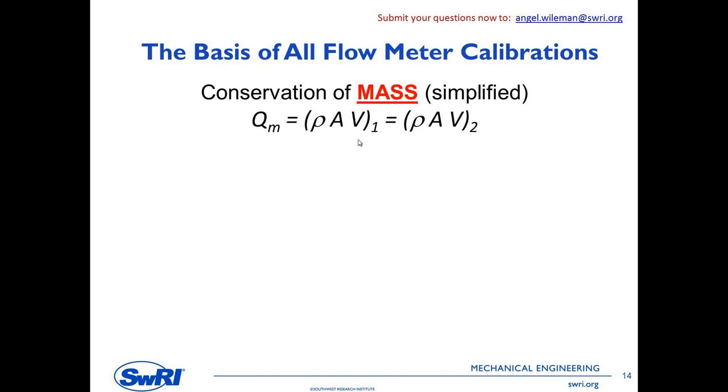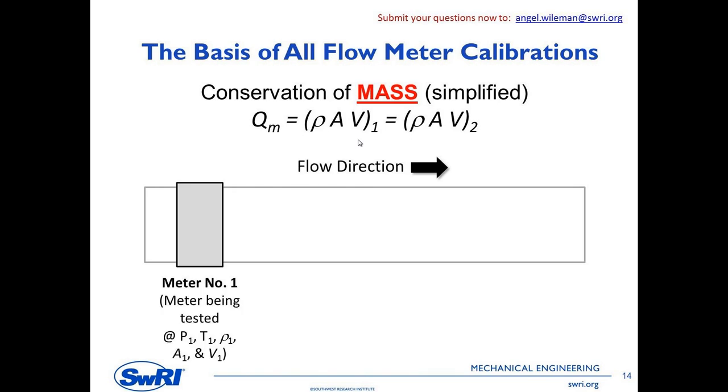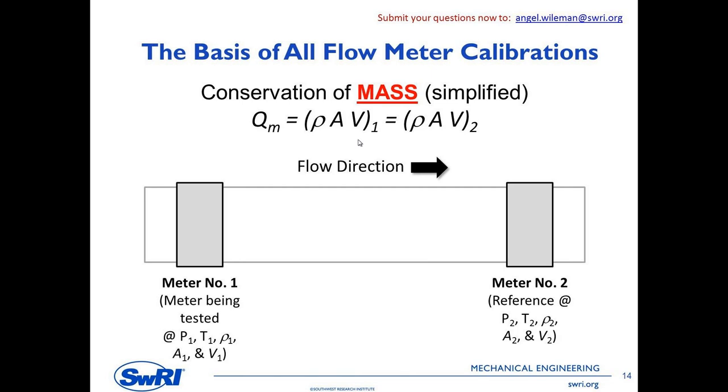All flow calibrations for gas, and actually anything, are really based on the same thing, and it's a conservation of mass. It's not conservation of volume, it's conservation of mass. That's important when you're talking about gas. So if I take my example here, and I've got flow in a pipe, and I stick one meter on one end and another meter on the other end, I'm going to call my first meter the meter under test, and the second meter is going to be my reference meter.